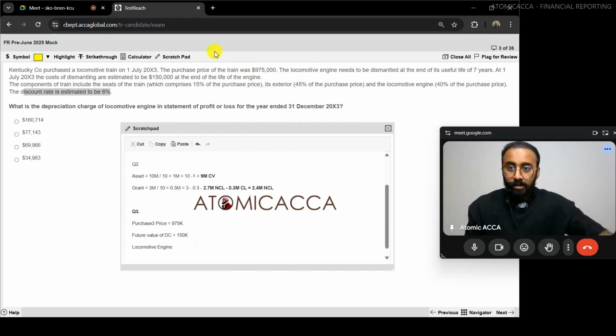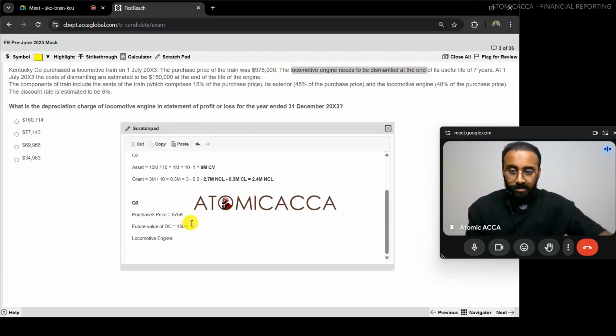First thing they told in the beginning line was locomotive engine needs to be dismantled. That means this future value is basically for locomotive engine only. Future value is this much. We need to now find the present value. They told that the discount rate is 6%. So this one into 1 divided by 1.06. How many years later? Useful life is 7 years. So we have to do raised to 7.